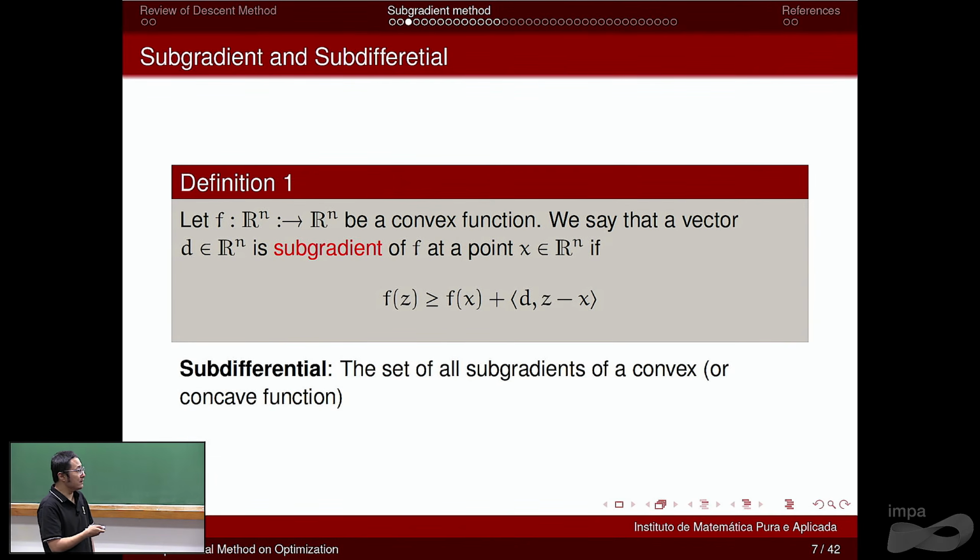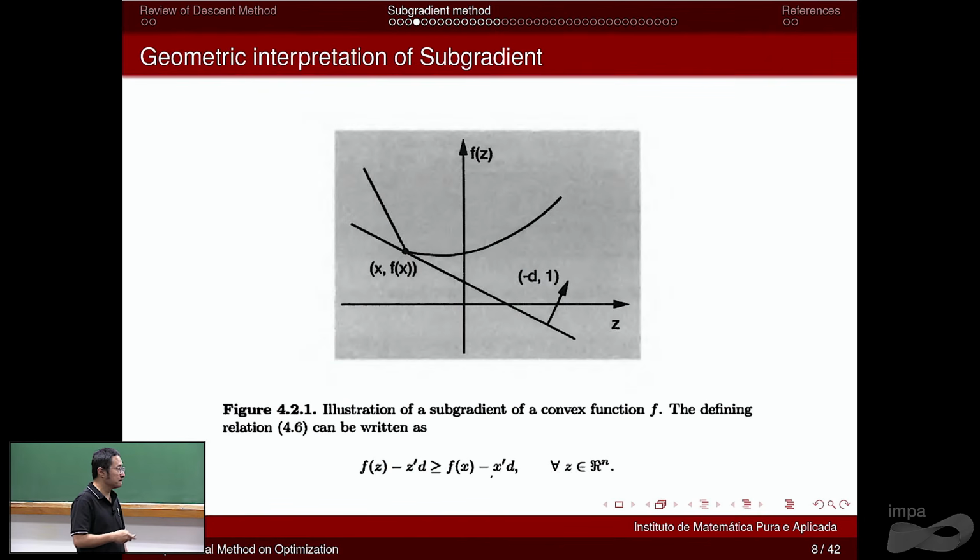Another definition related to the subgradient is called the subdifferential. We know the subgradient is a vector of the function f at some point. But this subgradient may not be unique, okay? We call the set of all subgradients of a convex function at some point the subdifferential, okay? It may not be a singleton.